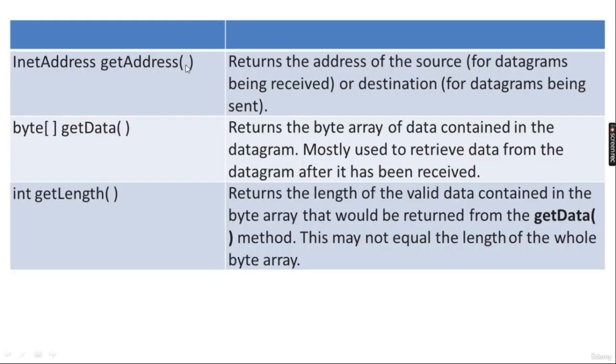InetAddress getAddress returns the address of the source for datagrams being received, or the destination for datagrams being sent. Byte getData returns the byte array of the data contained in the datagram, mostly used to retrieve data from the datagram after it has been received. Integer getLength returns the length of the valid data contained in the byte array that will be returned from the getData method.